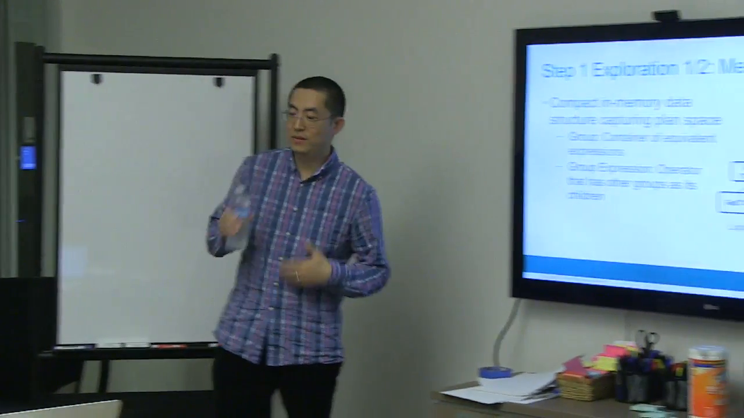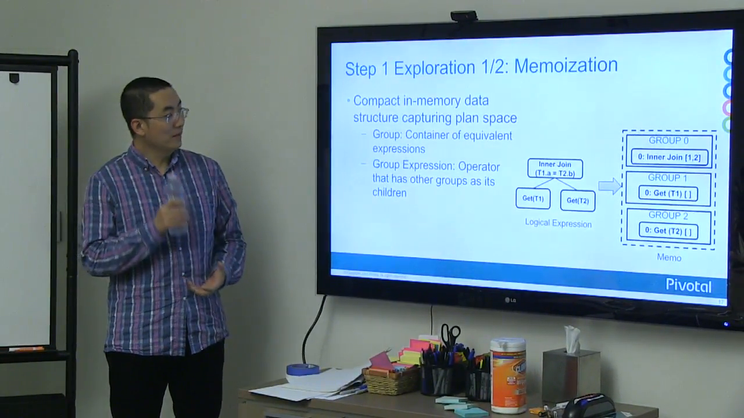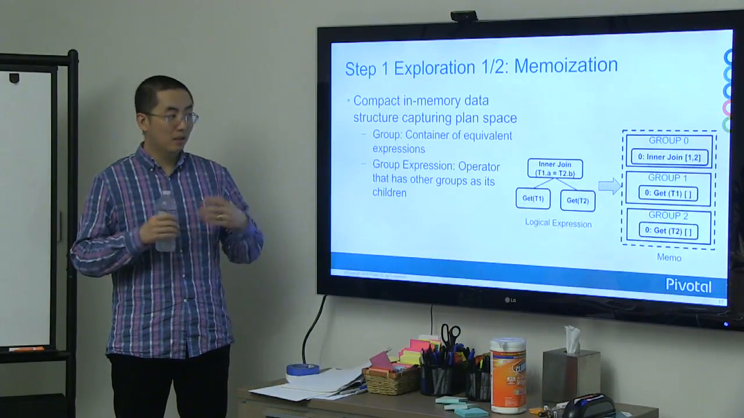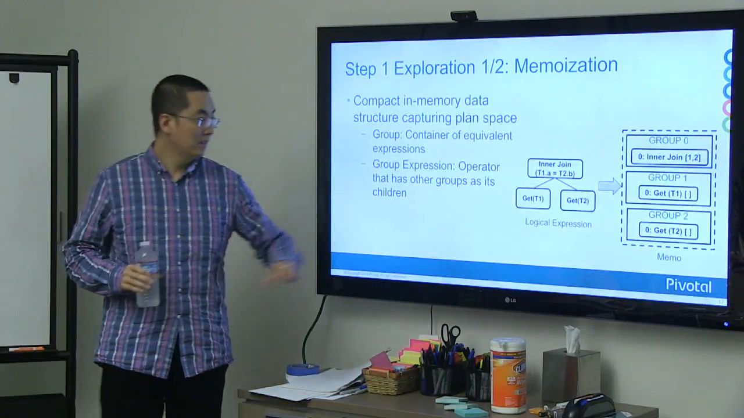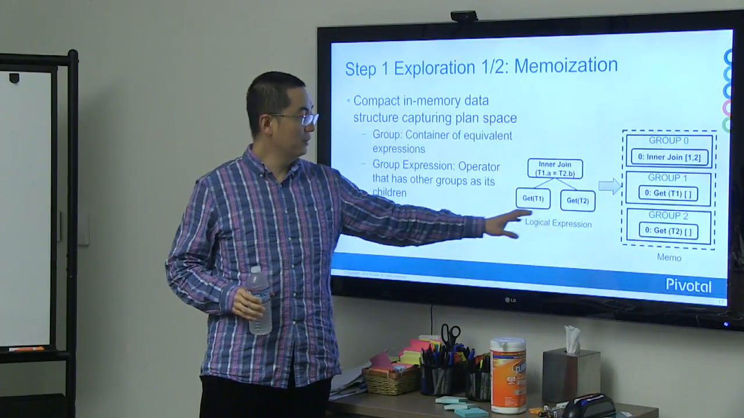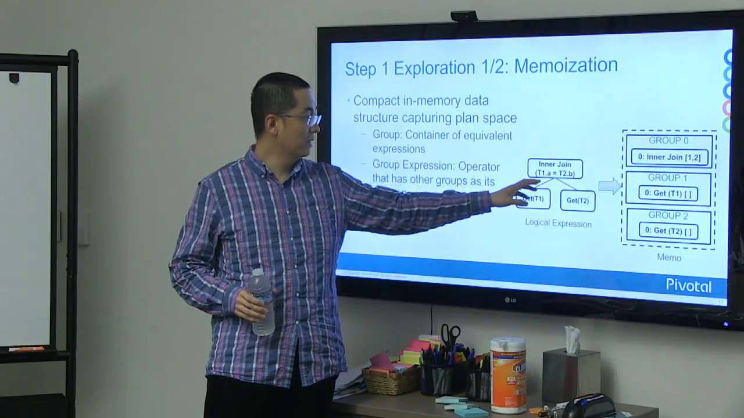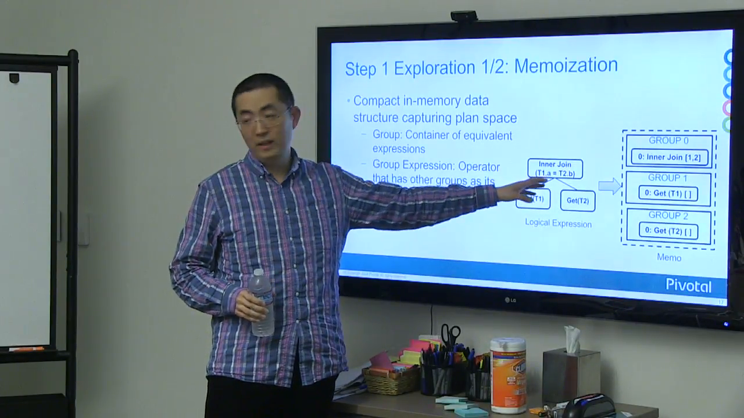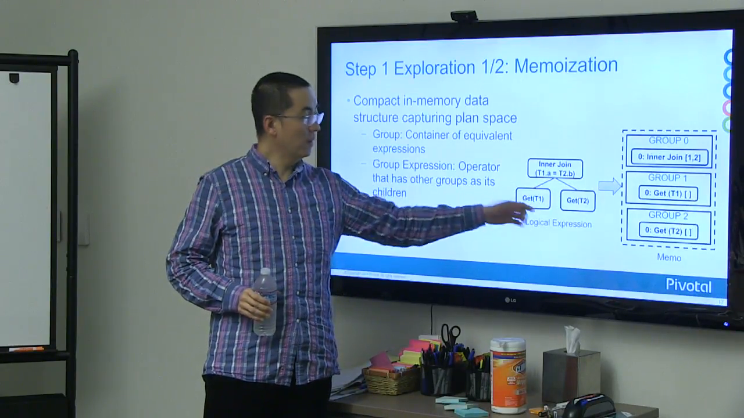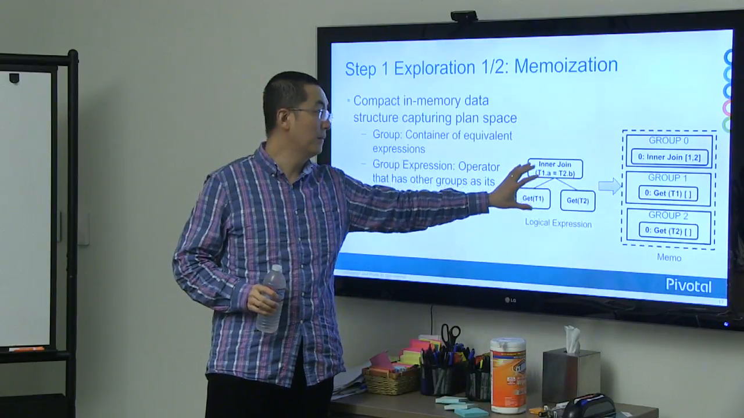Here is the example of step 1. Memo. Memo is actually a compact in-memory data structure to store a lot of query plans. Here is an example of a query plan. It's a logical expression. You have 2 tables, T1 and T2, and then we join them together on the condition T1 column A equals T2 column B. T1 is on the left-hand side, and T2 is on the right-hand side. So this is the query plan.